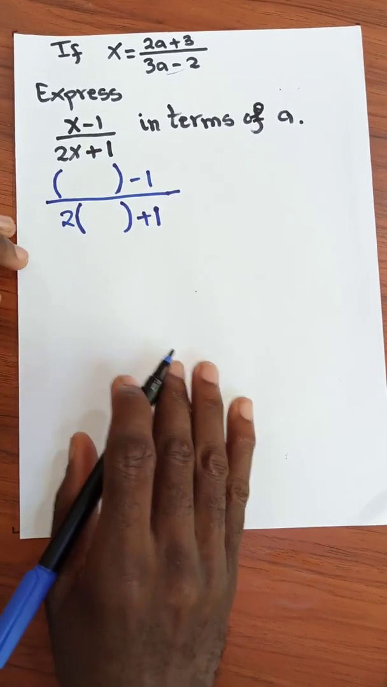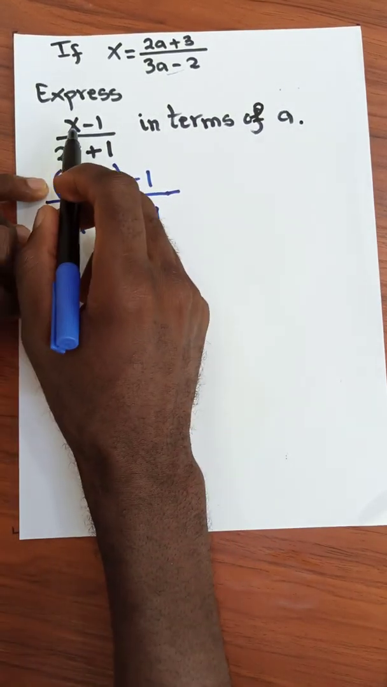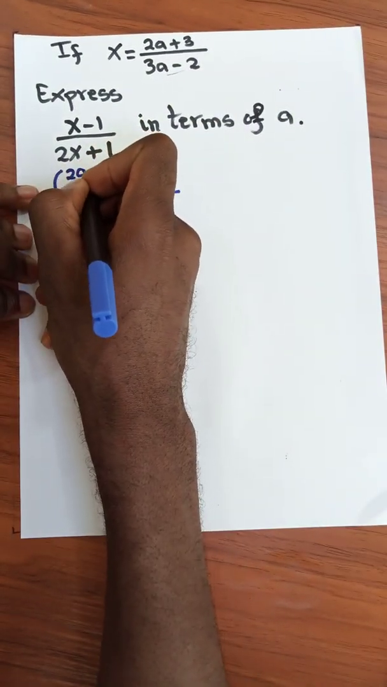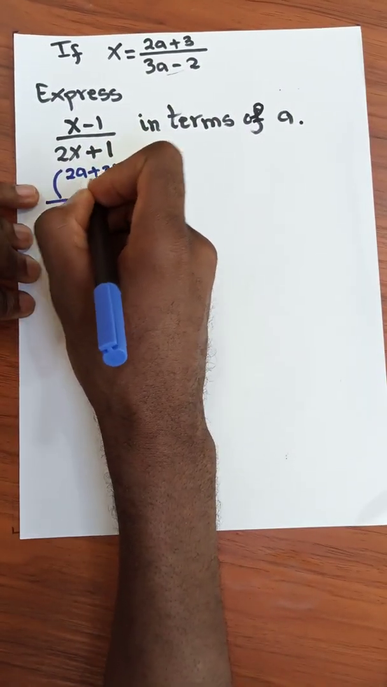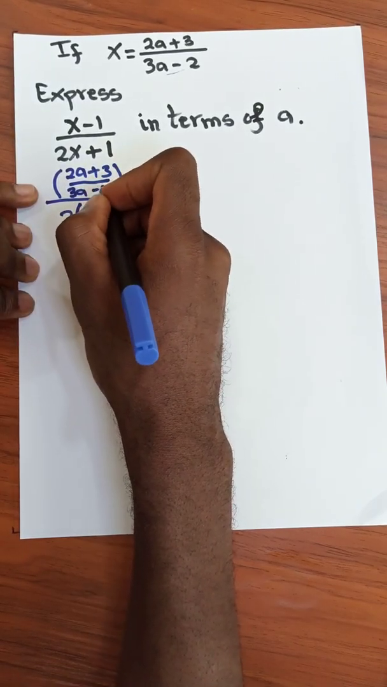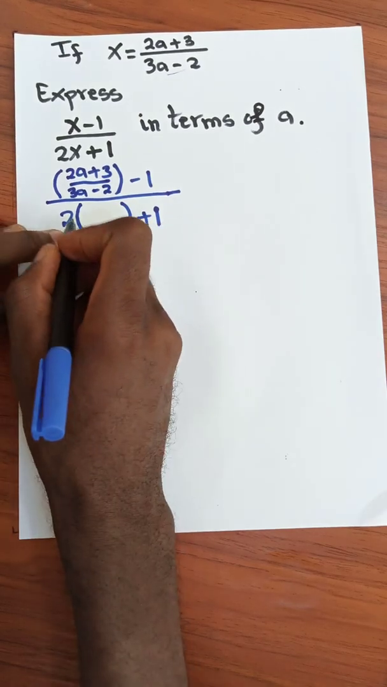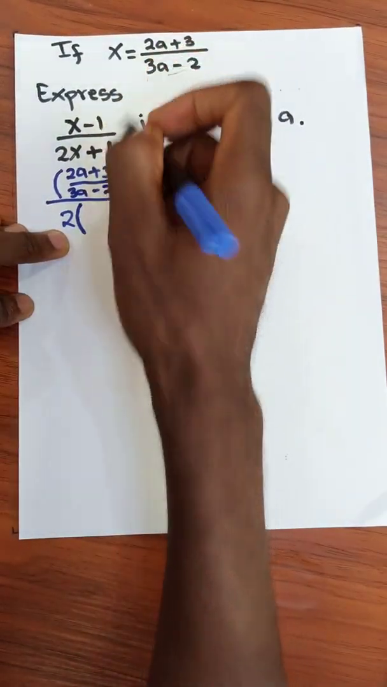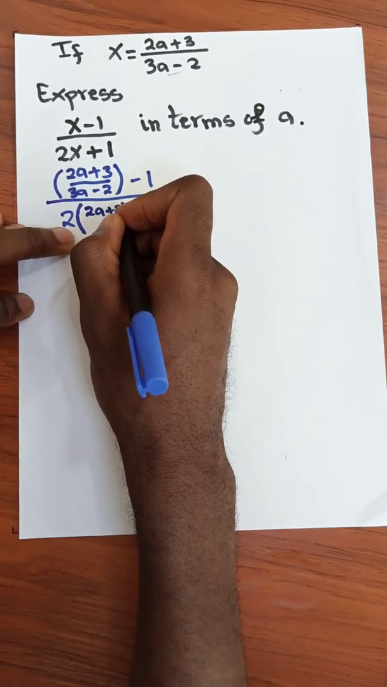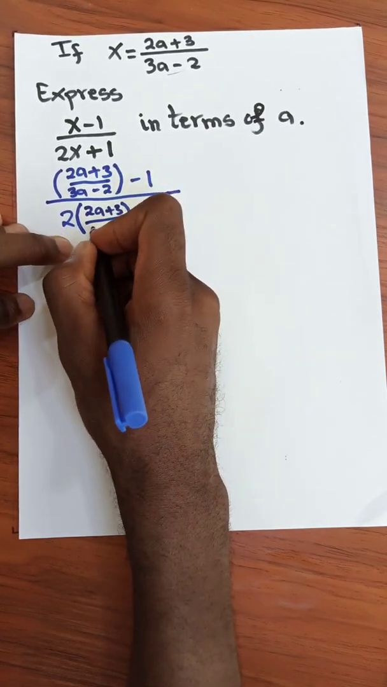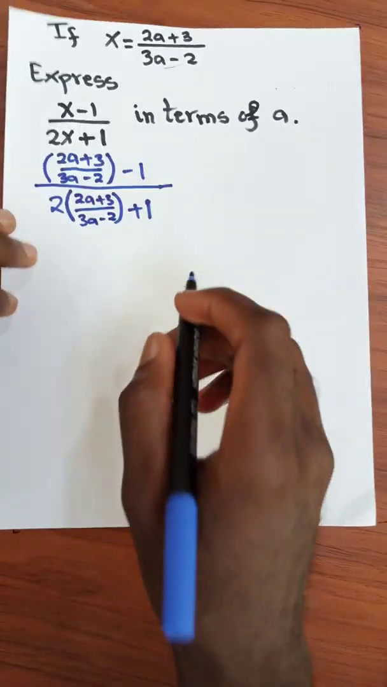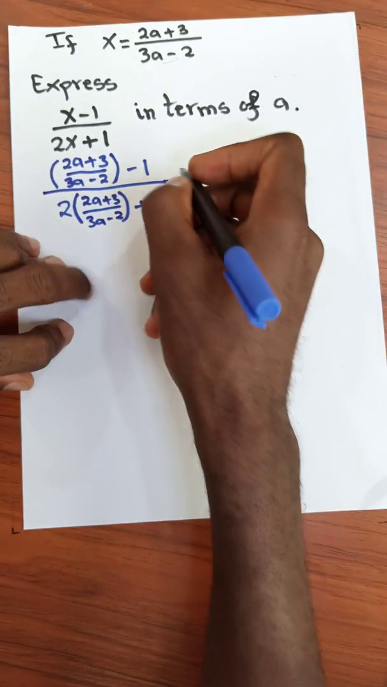And so how do we substitute it? Wherever I see x, I'll put this value there. So the value is (2a plus 3) on (3a minus 2). And the same thing, wherever I see x, I put this. So here is (2a plus 3) on (3a minus 2).